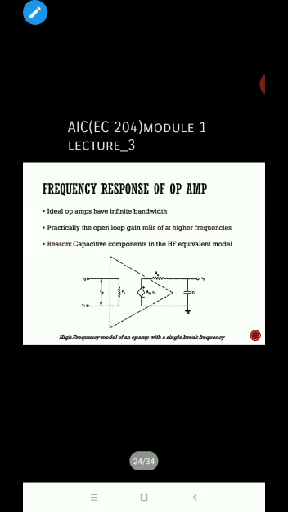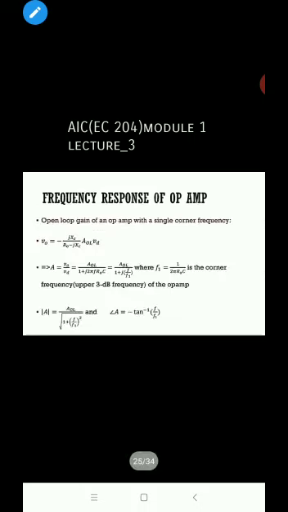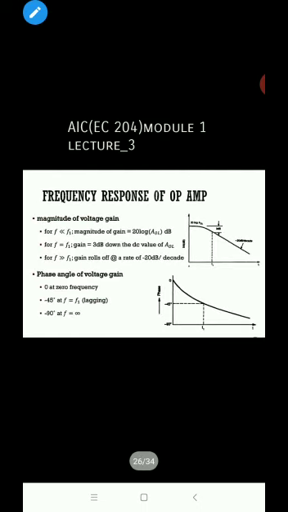Okay. Now the frequency response of the op-amp. The ideal op-amp has infinite bandwidth. Practically, the open loop gain rolls off at higher frequencies, due to the capacitive components in the high frequency equivalent model. The higher frequency model of the op-amp with a single break frequency is shown in our diagram. This is the high frequency practical model of the op-amp. Now here we have the frequency response: the magnitude of voltage gain and the phase angle of voltage gain.